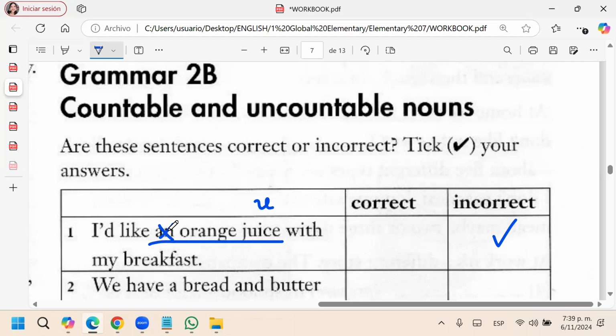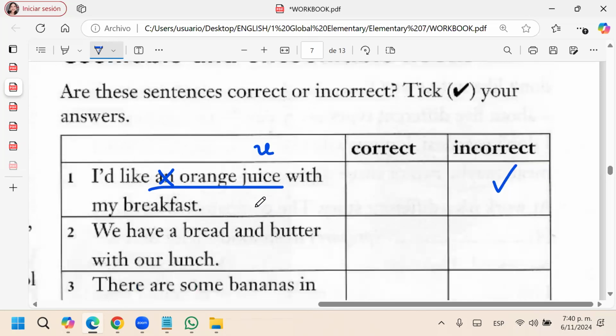I cannot say an. An is 1. So I cannot count it. I cannot say 1, 2, 3. No. It's uncountable. Okay. Let's see the second. We have a bread and butter with our lunch. What do you think? A bread and butter.